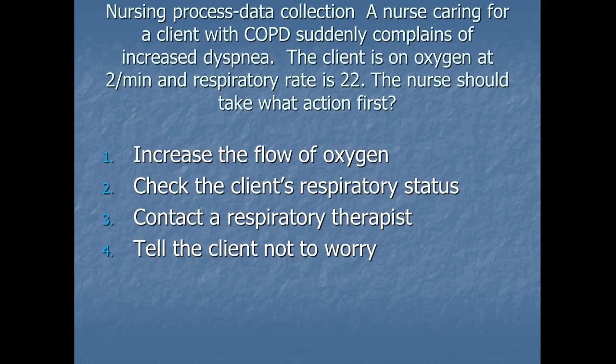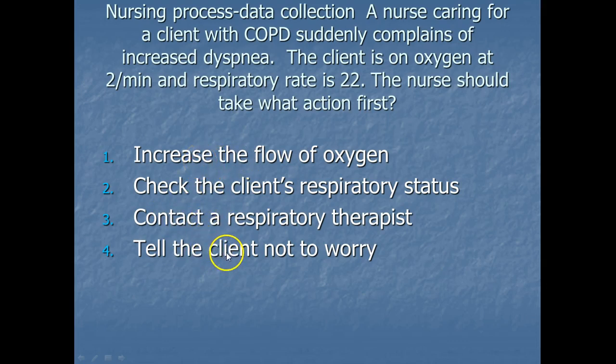This one is a nursing process data collection. So the nurse is caring for a patient with COPD who complains of dyspnea. The client is on oxygen at 2 liters per minute with a respiratory rate of 22. The nurse should take which action first? Again, priority setting. So if you look at 3 of these answers, they're interventions. 1 is an assessment, and this one is an intervention, increase the flow rate, contact.